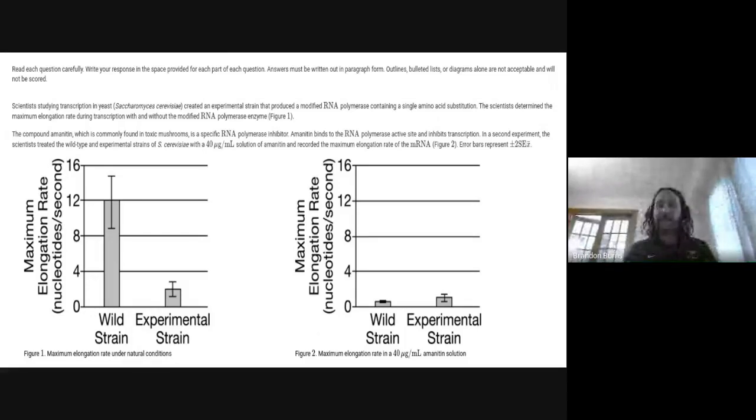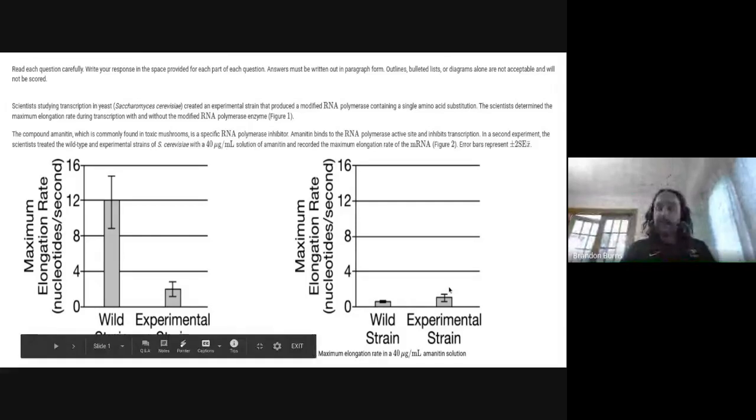The scientists determine the elongation rate during transcription with and without the modified RNA polymerase enzyme. And then we see a second experiment with a different compound, amanitin, which is a toxic mushroom compound, and it's an RNA polymerase inhibitor, and then they run the experiment again in the presence of amanitin. And we see that they have error bars with 2 standard error of the means.